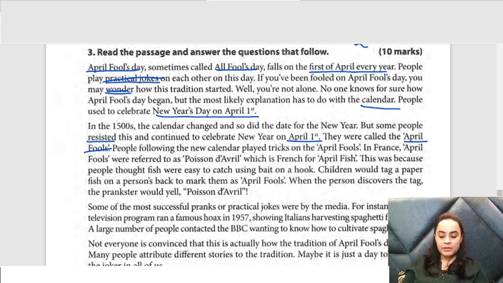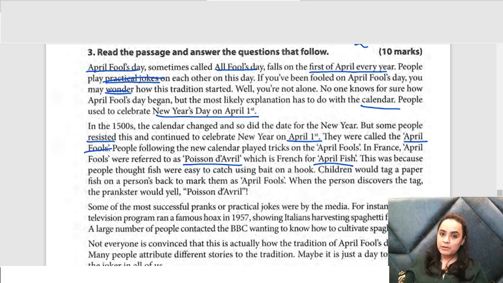People following the new calendar played tricks on the April Fools. So those people who would not follow the new calendar were played tricks on and they were called the April Fools, as I told you. Now in France, April Fools were referred to as Poisson d'Avril, which means April fish.